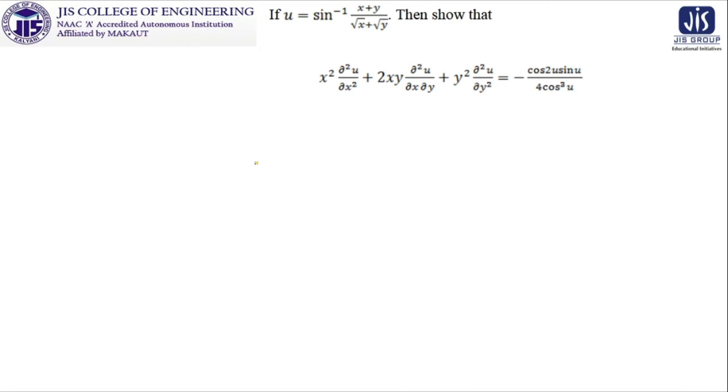So let us start a problem. It is given that u is equal to sine inverse of (x plus y) by (root x plus root y). Then show that x square del 2u del x2 plus 2xy del 2u del x del y plus y square del 2u del y2 is equal to this. So you have to show this. Think about it first.